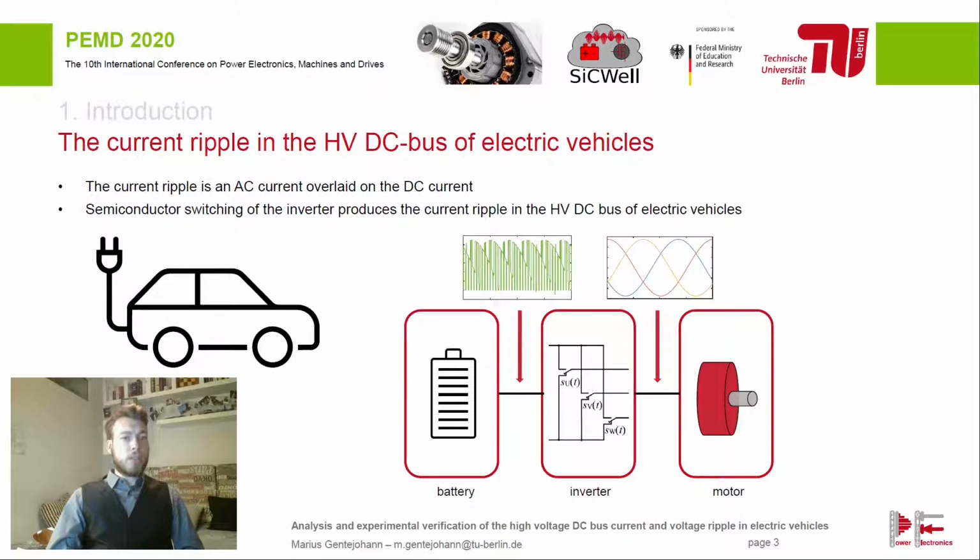So, what is the current ripple? The current ripple is an AC current which is overlaid on the DC current. To understand how it occurs, let us have a look at a simple representation of the DC bus. The battery supplies a DC current to the DC bus. By switching its semiconductors, the inverter converts the DC current of the battery to an AC current suitable for the motor. The switching produces an AC current overlaid on the DC current of the DC bus.